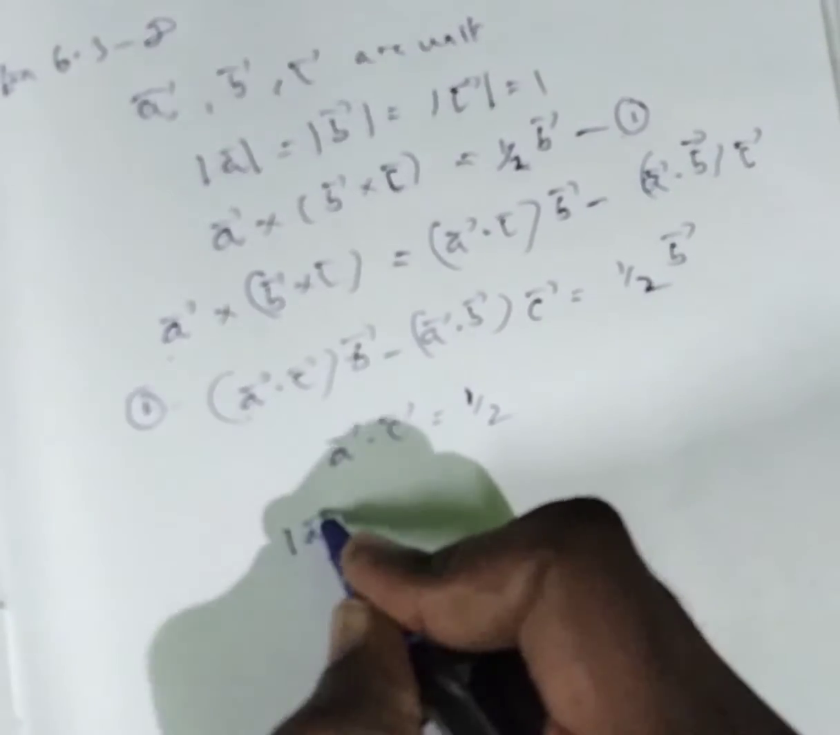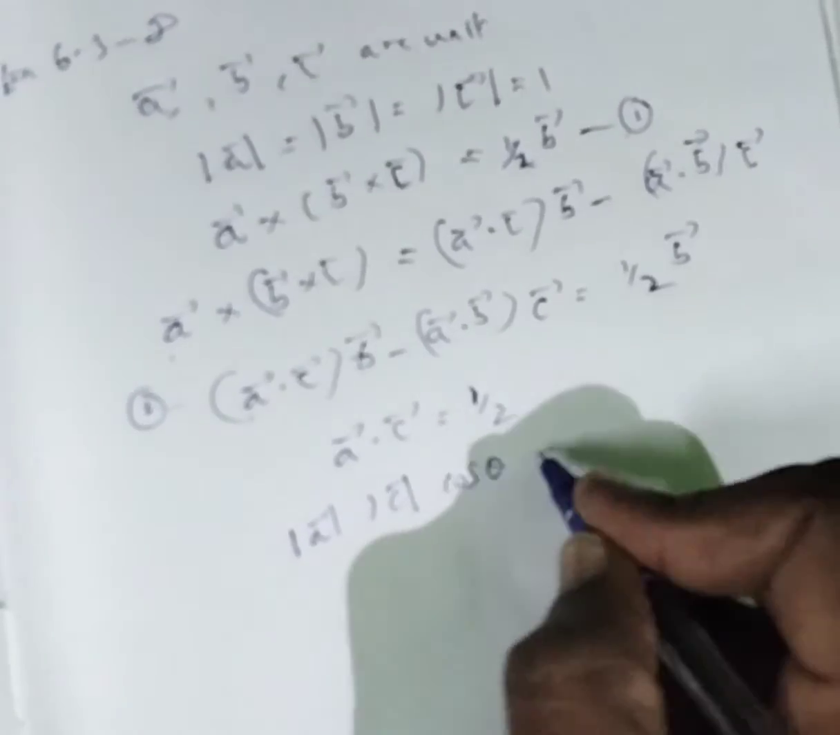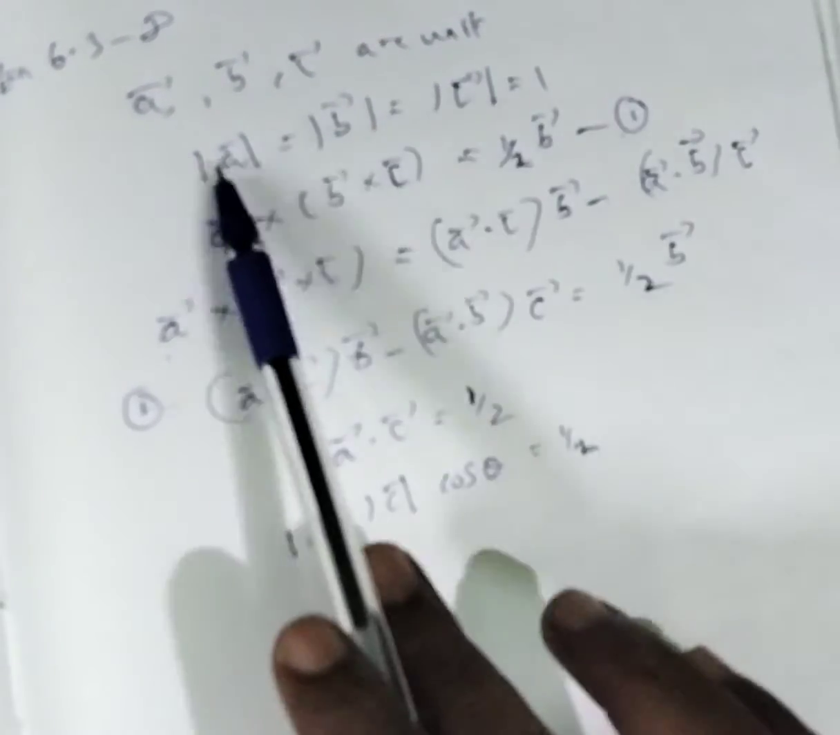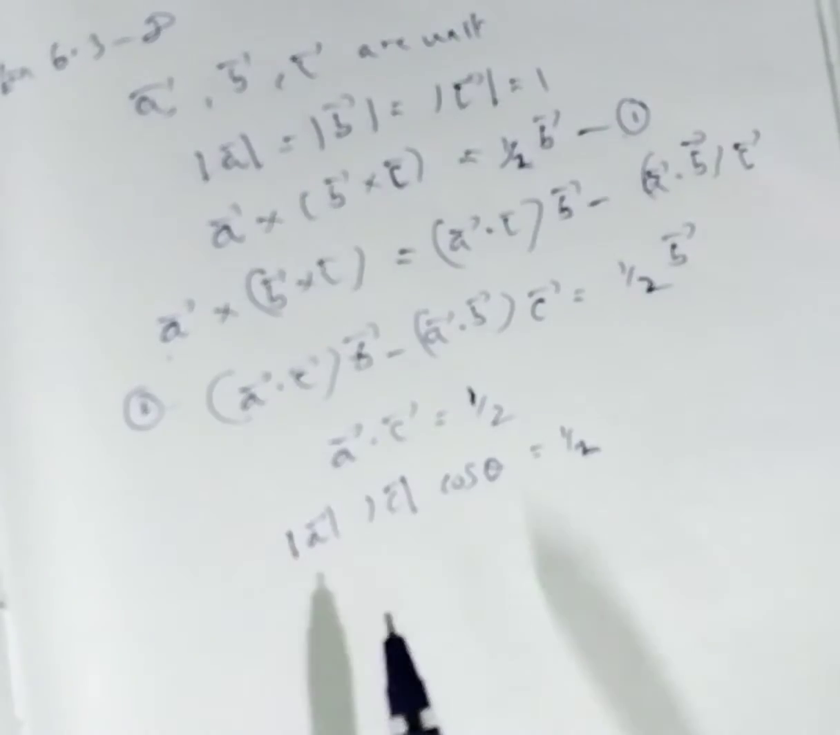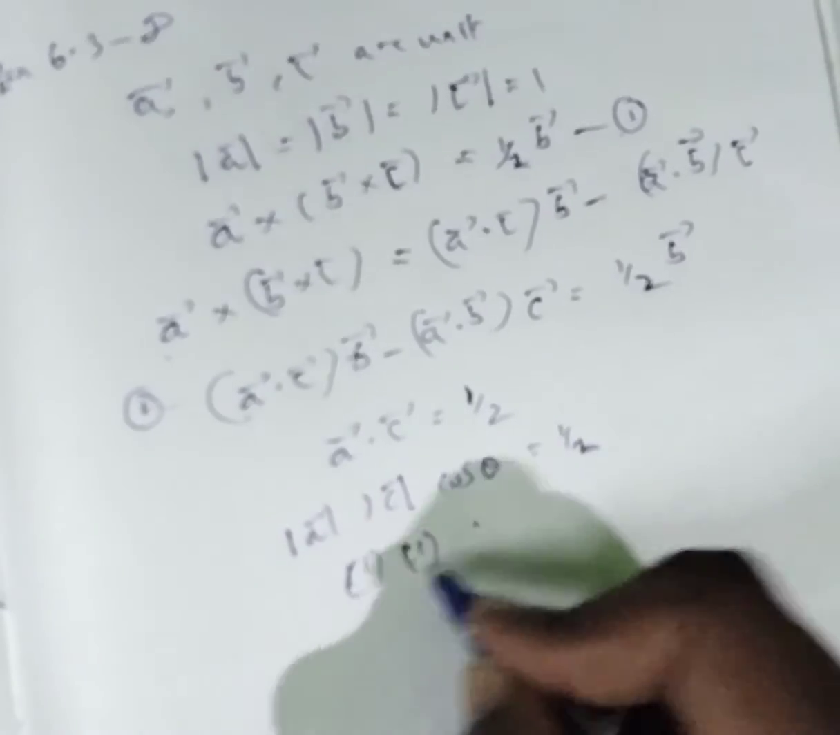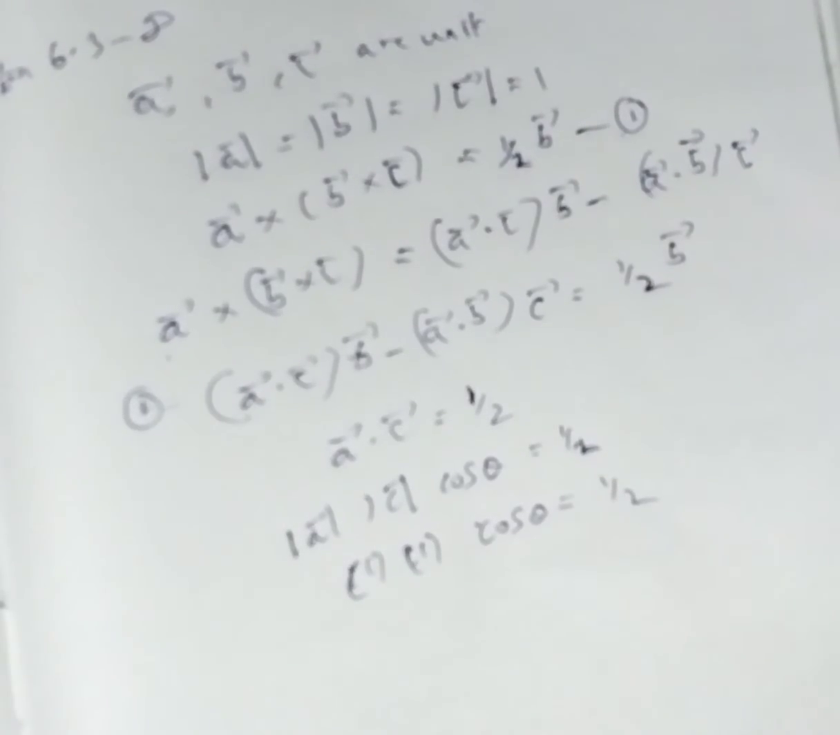Now the dot product of two vectors, A vector dot C vector, we can write as modulus of A vector and modulus of C vector into cos theta, equal to 1 by 2. Since it is already mentioned that A, B, C are unit vectors, the modulus of each equals 1. So instead of modulus of A and modulus of C we can write 1. 1 into 1, then cos theta equals 1 by 2.